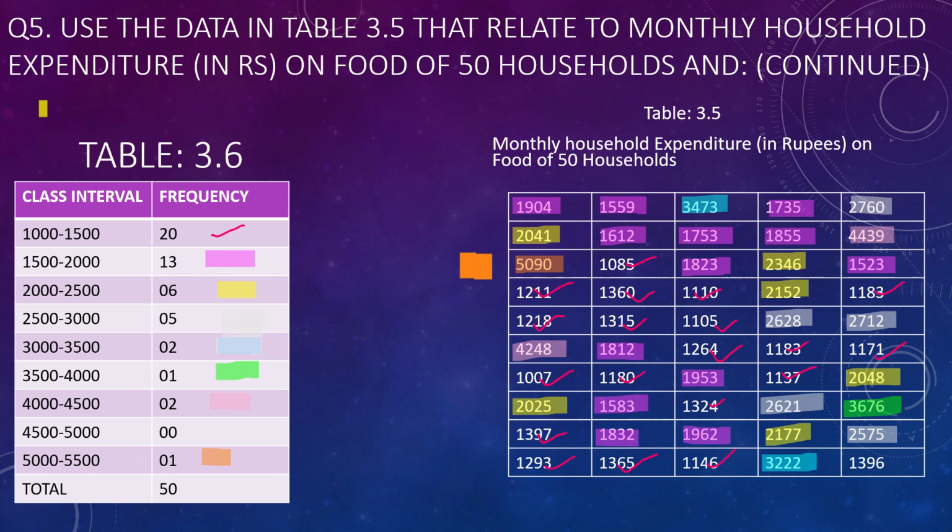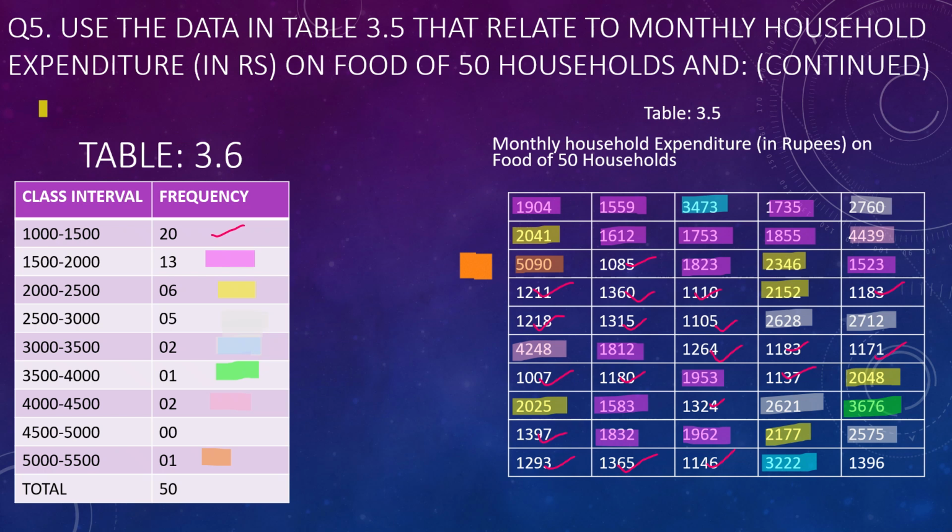Next one is 1500 to 2000. Here also we find the values between 1500 and 2000 in the pink colored values, which is 13. Again, next one, 2000 to 2500. We find yellow colored values, which is 6. Again we find 2500 to 3000, which are the gray colored values, which is 5. Then 3000 to 3500, we find the sky blue color values, which are 2.